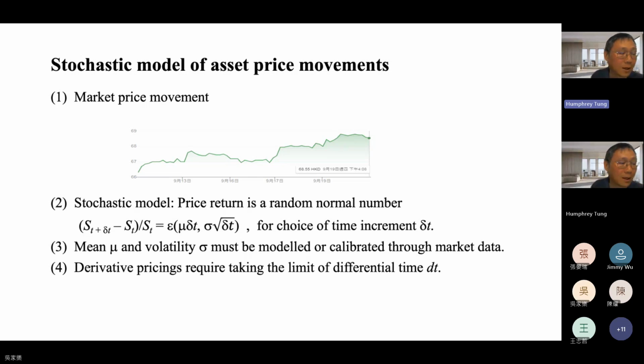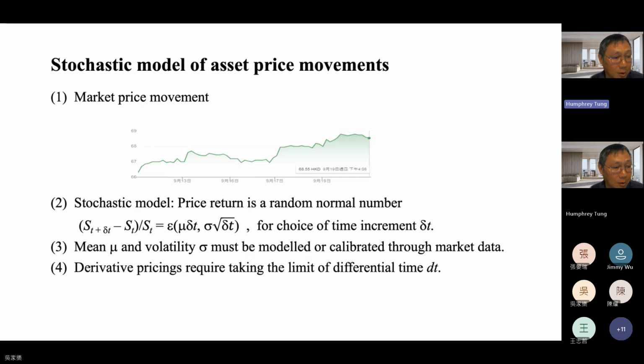Okay. So people think asset price should move very randomly, so they define something called a stochastic model, which means a random model that describes asset price movement. Suppose in bullet one you see an asset price from last September, with daily changes you can see, and people try to describe it. Otherwise, there is nothing you can do.